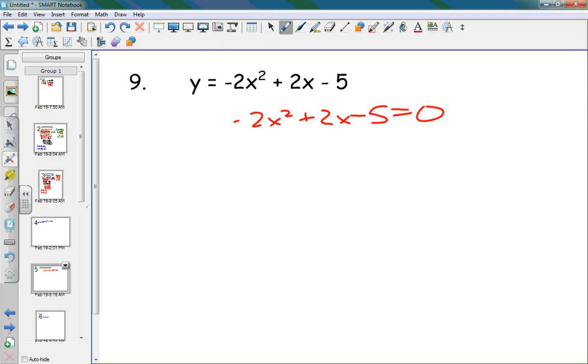So, with that said, what do I do? Add 5. I'm going to add 5. Same exact procedure. Then what? Why am I factoring out? Because it's not a 1, so if I factor out a -2, what am I left with?